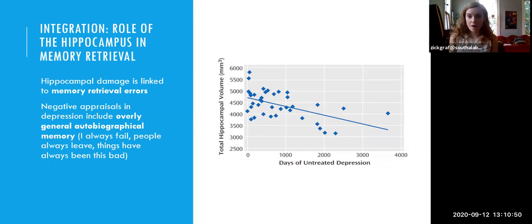general autobiographical memory. So I'm a failure, I've been depressed for such a long time, I ruin every relationship I've ever had. Those statements are based on maybe faulty memories of looking back at your past and selectively remembering the events in your past that support that negative attribution and selectively not remembering anything that might be evidence against it.